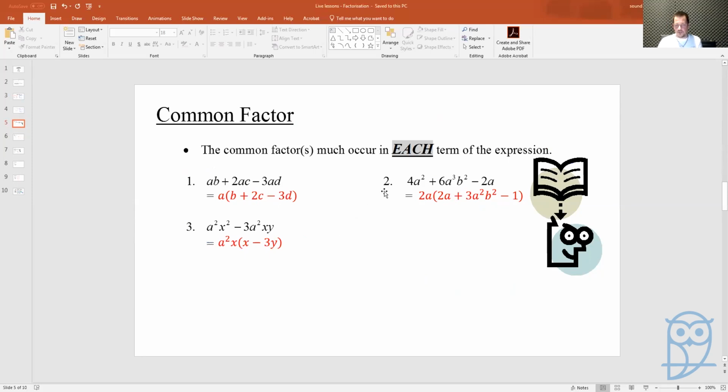If you have a look at number 2, now there is a common factor where there's a number and a variable, because 2 can go into each number. And there's an A squared, an A cubed, and an A. Therefore, the highest power that is common is just A. So when we divide A squared by A, we get A. And we divide 4 by 2, we get 2. So that if you use distributive law, 2A times 2A gives me my 4A squared.